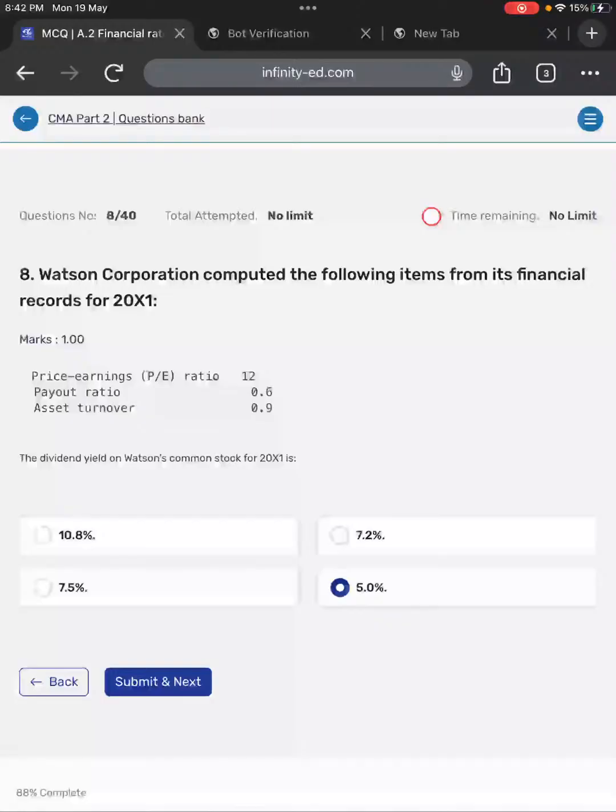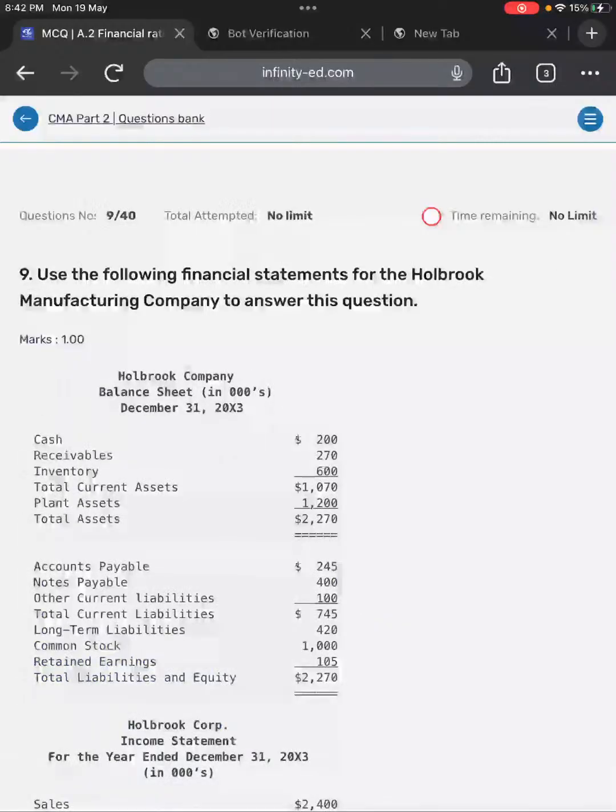We have to save time as much as possible, and if we remember this formula, dividend yield equal to payout ratio divided by PE ratio. Simple. Payout ratio divided by PE ratio equal to dividend yield. If we remember this formula, we can solve this question within a fraction of a second, right?